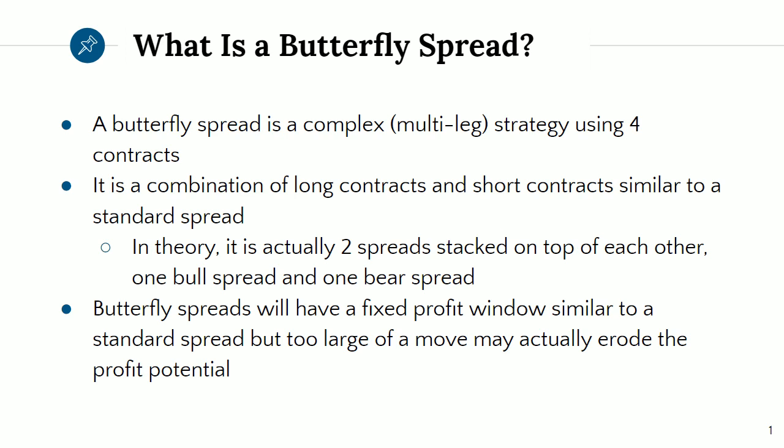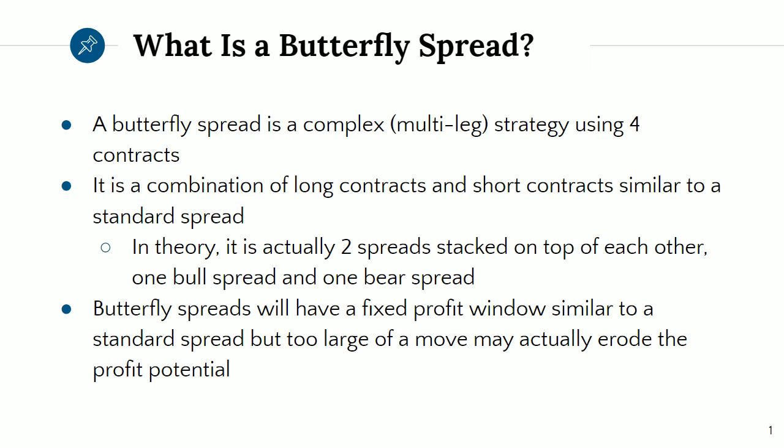So first off, a butterfly spread is considered a complex option strategy because it contains multiple legs and multiple different contracts, right? It's going to be a combination of both long and short contracts, similar to a standard spread, though. The best way, in my opinion, to look at a butterfly spread is that it's actually a bull spread and a bear spread stacked on top of each other, or vice versa if it's a butterfly put spread, all right? And when I go over an example in a couple minutes, you'll see what I mean by that.